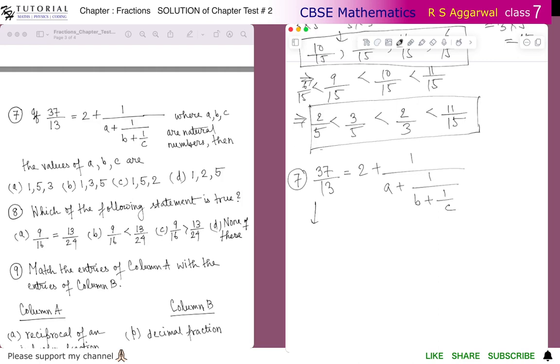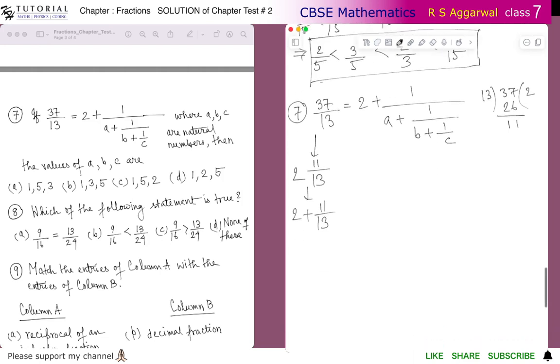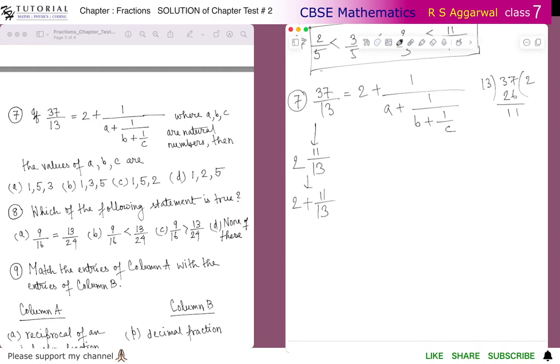So we can write it as, if you divide 37 by 13, 2 times is 26, and we have 11 remaining. So this is 2 and 11 by 13. So this is equal to 2 plus 11 by 13. So 37 by 13 is equal to 2 plus 11 by 13. On the right hand side, it is given 2 plus something.